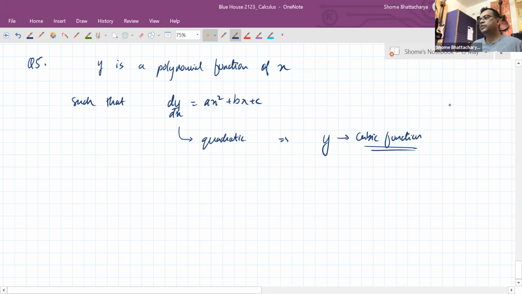Okay. Because when we differentiate x to the power n, the power becomes one less. No? So an x square term I'll get by differentiating an x cube term. An x type of term I'll get by differentiating an x square type of term. And a constant I will get by differentiating a linear type of term. So this must be cubic. This must be of the type, let's say, px cube plus qx square plus rx plus s, let's say.